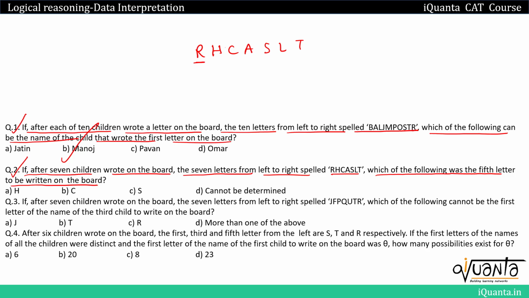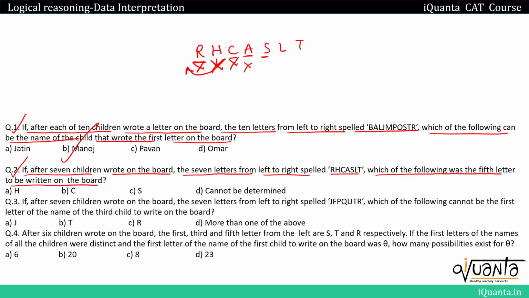So can R be the first letter written on the board? No, because H should be to the left of R, but it is on the right of R, so R cannot be the first letter. If we look at H, then R comes after H, but R has been written to the left of H, so even H cannot be the first letter. If we look at C, then R comes after C, but it is to the left of C, even C cannot be the first letter written. If we look at A, C comes after A, so it should be to the right of A, but it is to the left of A, so even this cannot be the first letter written.